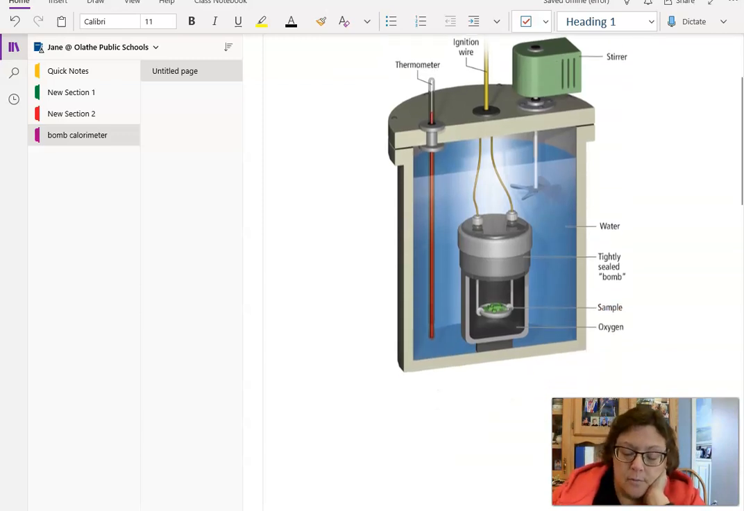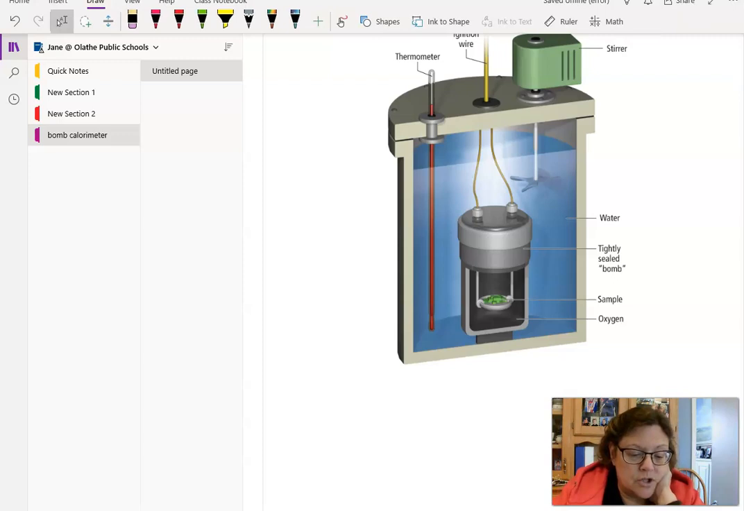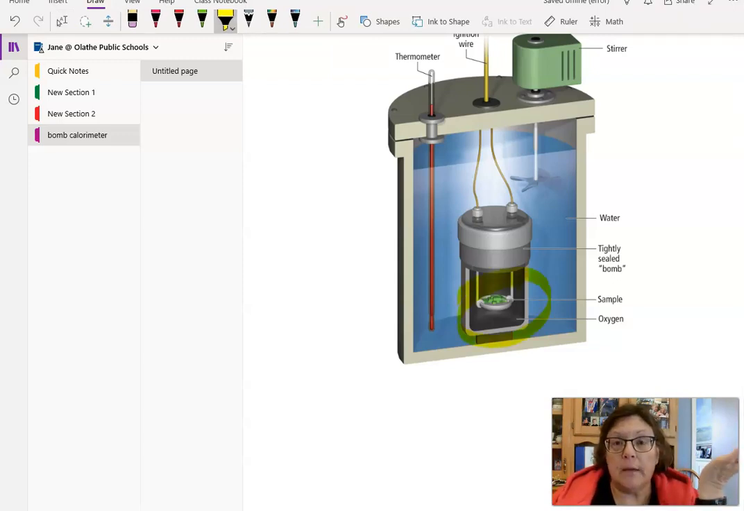So a bomb calorimeter has a chamber in which you have a place to put a chemical. In this case we've got a chemical and we've got oxygen in the chamber, so we can then get some combustion going and react that chemical.